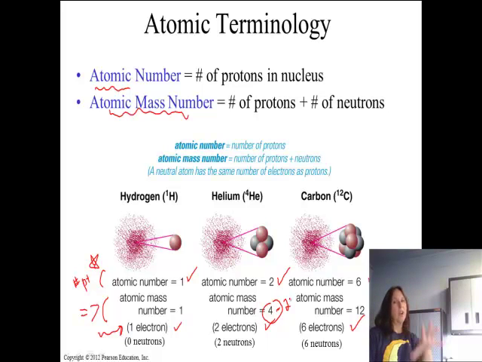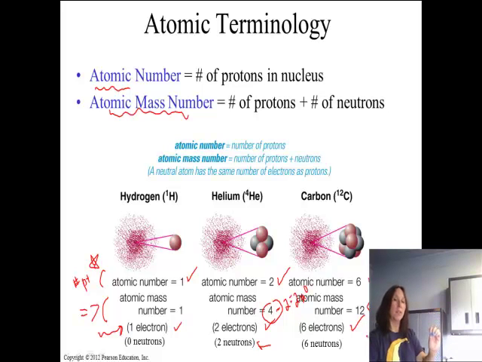Let's look at carbon. This particular carbon atom has a mass number of 12. If you take 12, which has got to be the counted protons plus neutrons, and you subtract the 6 protons, that must give you 6 neutrons. We good with that? So let's turn our attention to hydrogen over here.